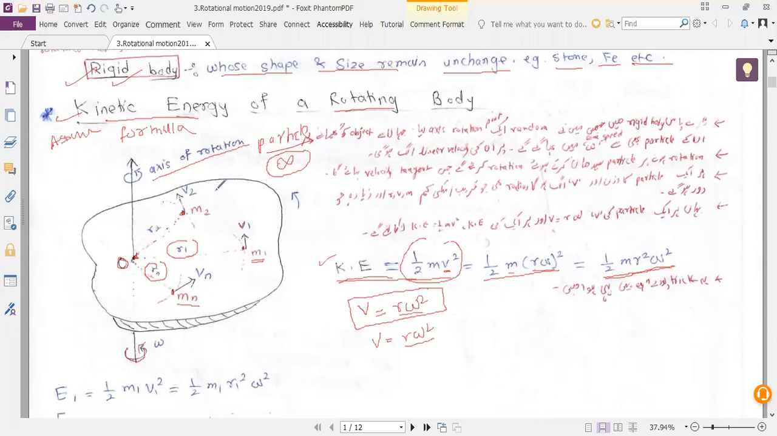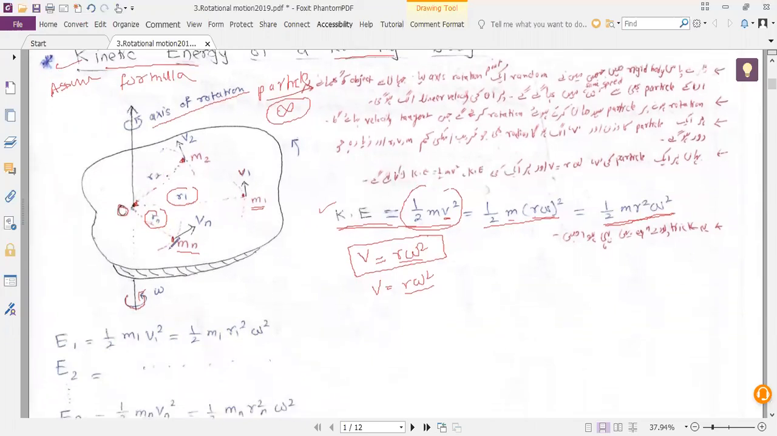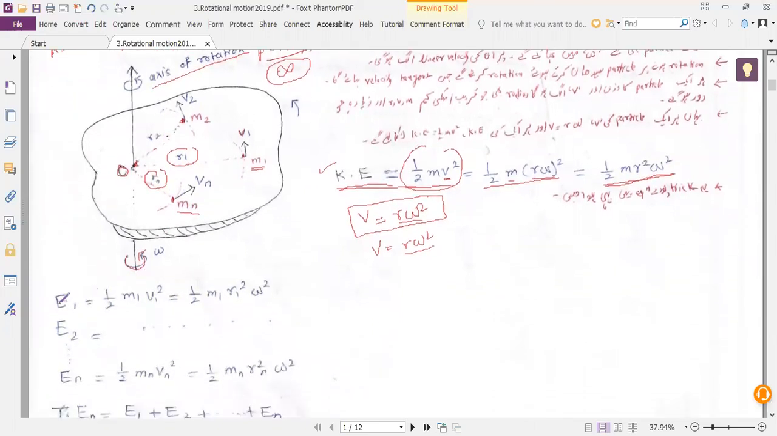Now, first we are calculating all the particles' kinetic energy. How do we calculate it for all particles? Suppose the first particle's kinetic energy is E1. So its formula is half, this particle's mass is m1 and its velocity is v1, so half m1 v1 square. We know the v1 value. What is the v1 value? r omega. So we are replacing v by r omega. So what are we getting? Half m1 r1 square omega square.